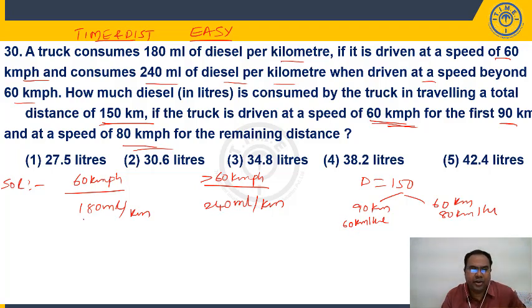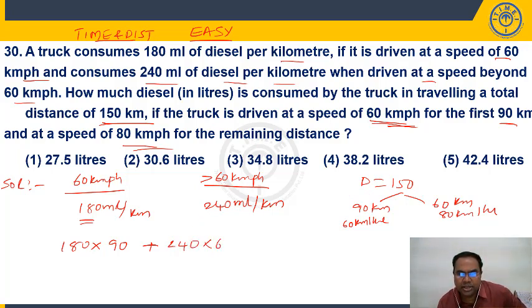At 60 kilometers per hour, it is consuming 180 ml. 180 ml per kilometer, for 90 kilometers, plus, right? We need to find out the total diesel consumed. The remaining 60 kilometers is at 80 kilometers per hour. That means greater than 60. So it will consume 240 ml into 60 kilometers. 18 nines are 162 followed by 2 zeros, plus 24 into 6 is 144 followed by 2 zeros. So this is how much?